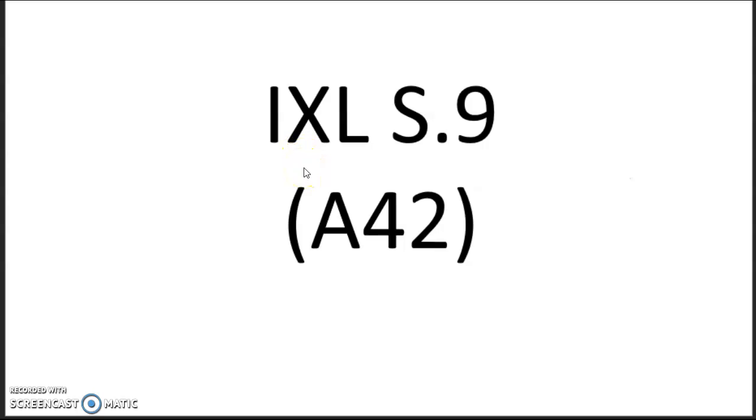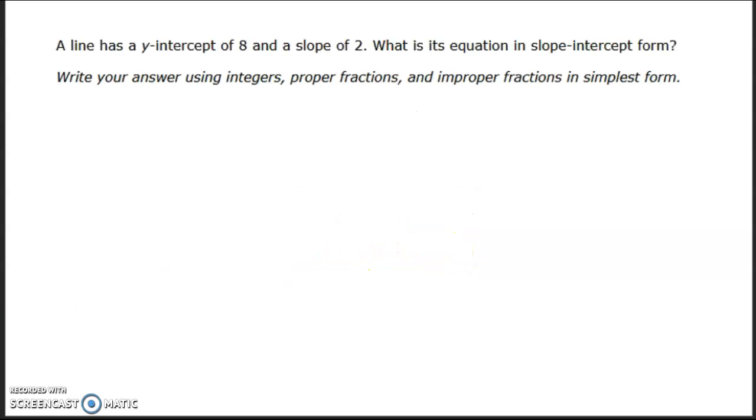Alrighty, so in this video we're going to be doing IXL S9, the little 3-digit code is A42. We've been talking about slope-intercept form, y equals mx plus b. We've found the slope, we've done all this. So now we're going to create equations. We've learned to pull it from equations, and now we're going to create our own.